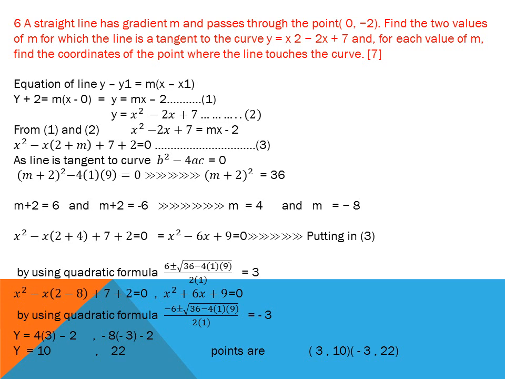Put the value of m and also x and find the values of y. So y is equal to 10 and y is equal to 22. So the points of intersection of the line and curve are (3, 10) and (minus 3, 22).